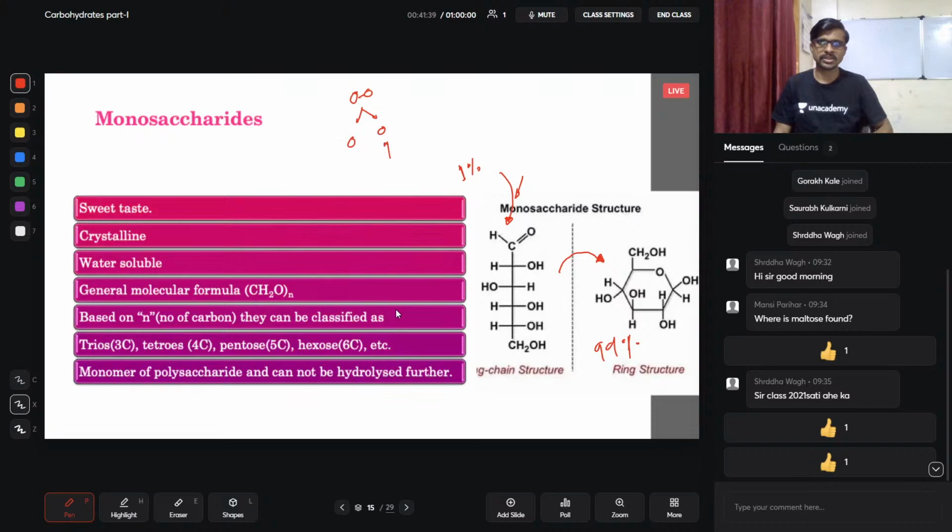Okay, so now the monomer of your polysaccharide. Here was the polysaccharide, you cut it into the disaccharide, and then the disaccharide into the monosaccharide. Now if you see these monosaccharides, they are not going to hydrolyze further. Further hydrolyzation is not possible, so they are not going to hydrolyze themselves further. This is a very good characteristic which is always asked in examination, so please keep that in mind also.